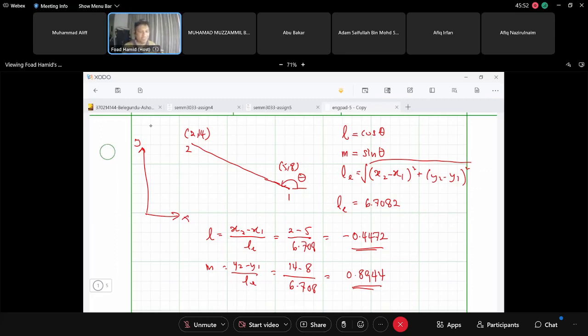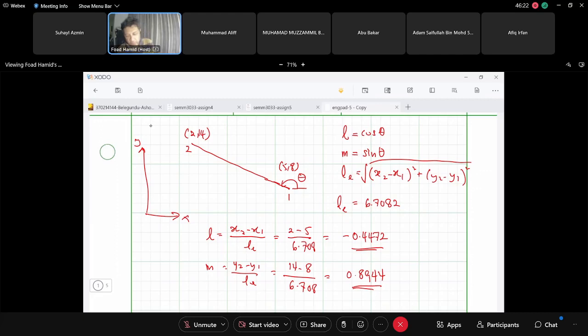Okay, is there any way we can check if our answer is not correct, but at least logical? Can we check? Note that theta is in which quadrant? Quadrant 2, right? So what is positive in quadrant 2? Only sine is positive, right? In quadrant 2. So this is how we check.